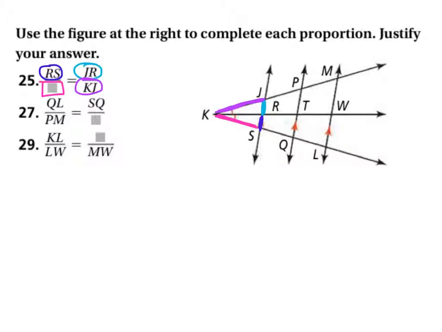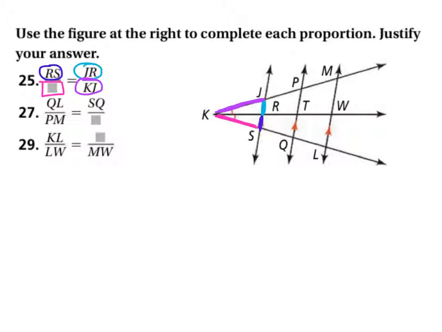I've color coded these first four. What it's asking for is to set up the proportions. So RS, you can see there in dark blue, is this segment there, is to the pink section, and you'll see that in a second, as JR, that light blue section is to KJ. So that light blue is to purple as the dark blue is to the pink.